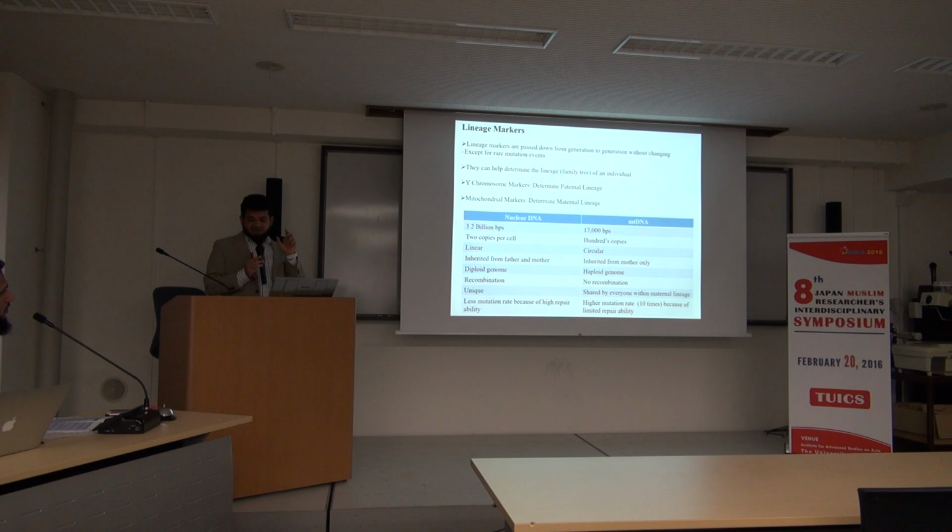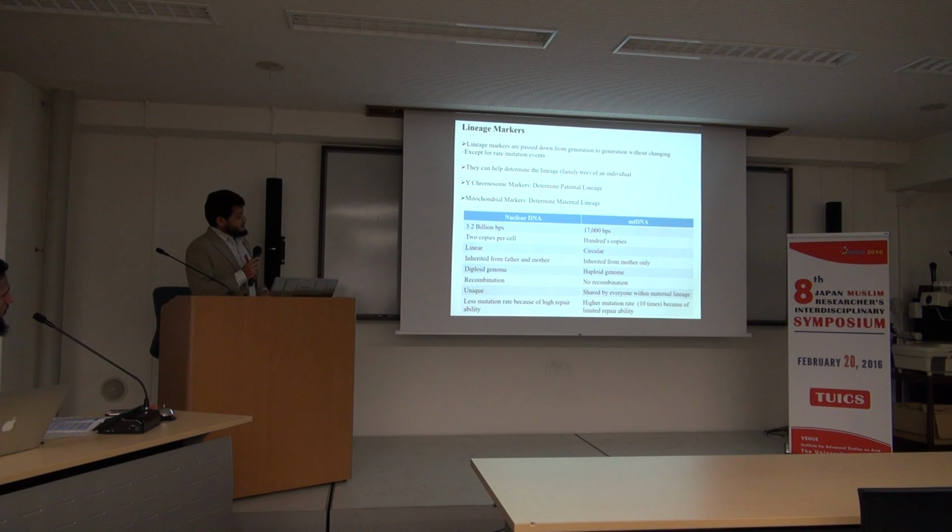There are some basic differences between nuclear DNA and mitochondrial DNA, which we also call cytoplasmic DNA. The main difference is in their size. The size of nuclear DNA is in the millions of base pairs, whereas mitochondrial DNA is in the thousands. And in shape, nuclear DNA is linear, but mitochondrial DNA is circular.